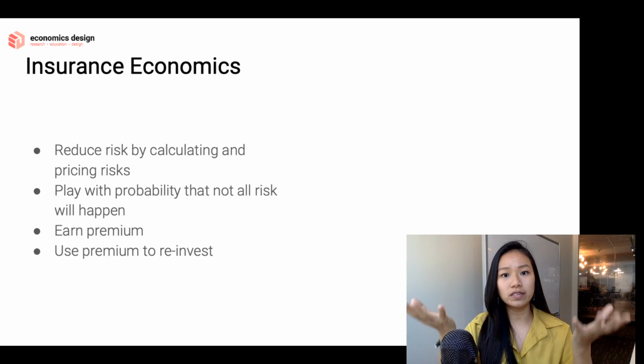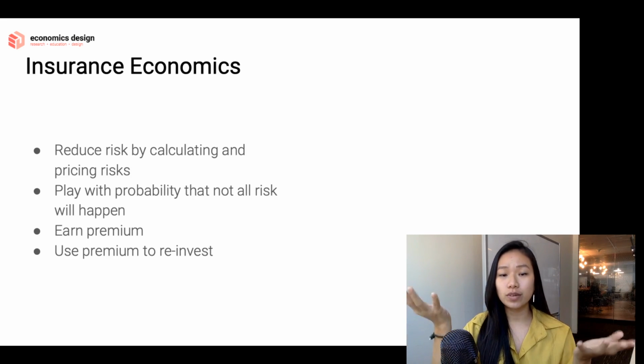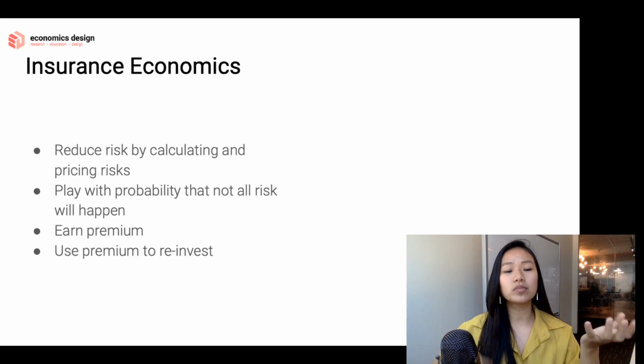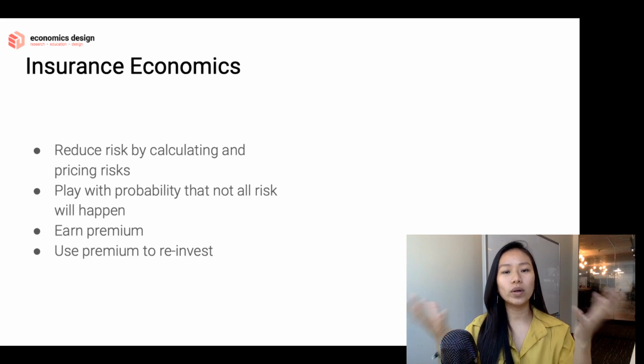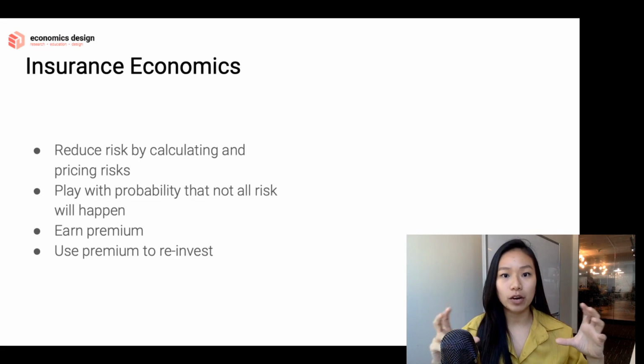So the probability of these two uncertainties are quite different. The risk is quite different. So the premiums or the insurance prices are also quite different. So what does that mean? It means that we're just playing with the probabilities and then pricing it. So that's on the individual level. We call them the micro level.